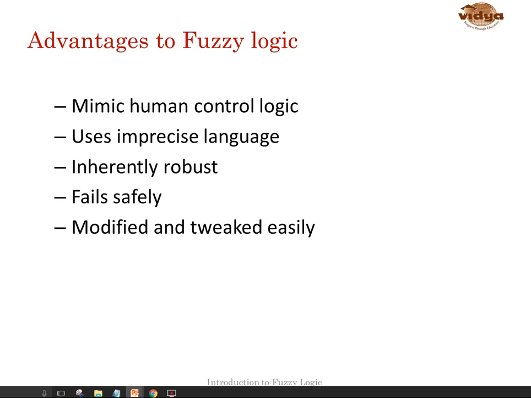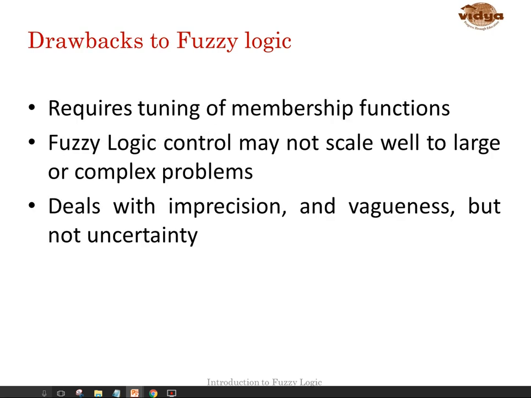The disadvantage part of this one is that it requires tuning of the membership function. If it is a single membership, it is okay, but with more than one membership, the complexity increases. Fuzzy logic control may not scale well to a large or complex problem. It deals with imprecision or vagueness, but not uncertainty. It deals with imprecision or vagueness values, but if something is not certain, you cannot determine it. However, fuzzy logic is never a cure for all.